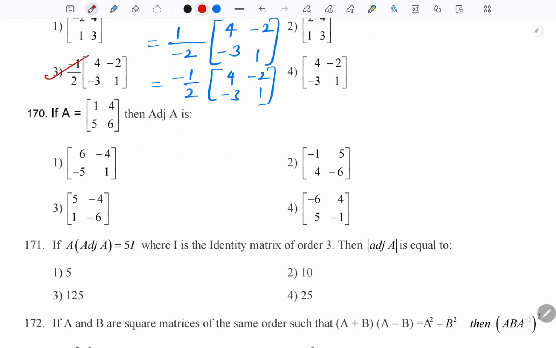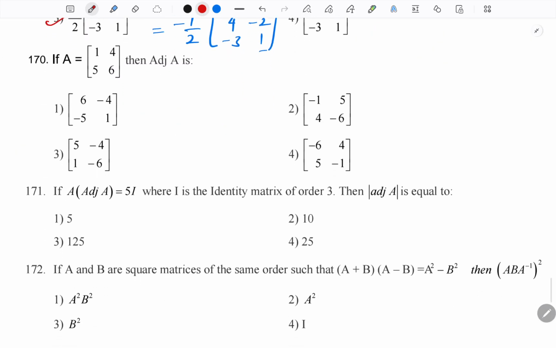Now see the next question. Now they are asking for the adjoint, right? It's very easy, right? So how to write the adjoint of A? Adjoint of A equals, now tell me first how to write this one. These two are interchanged. Now I am interchanging 6 and 1. Then what about the remaining two? Give the opposite signs. Plus 4 becomes minus 4 and minus 5 becomes plus 5. So which one is correct? 6, minus 4, minus 5. So it is option 1 only, right? So my answer is option 1.